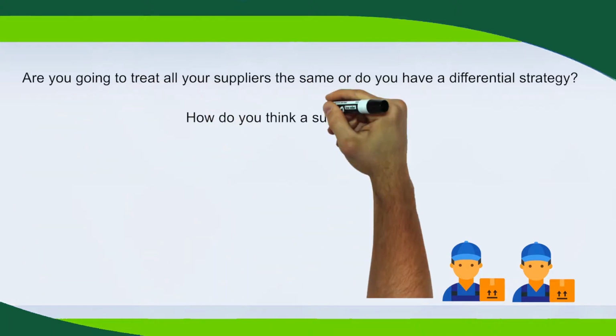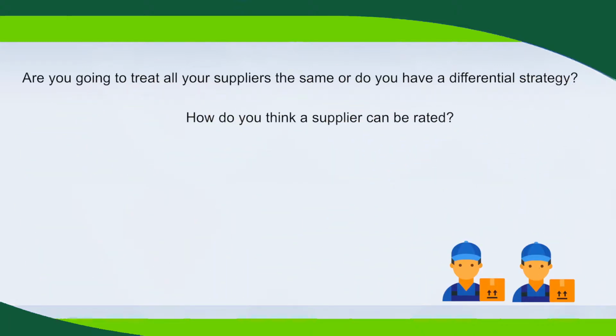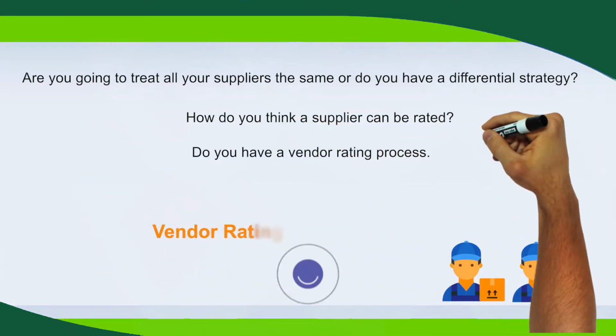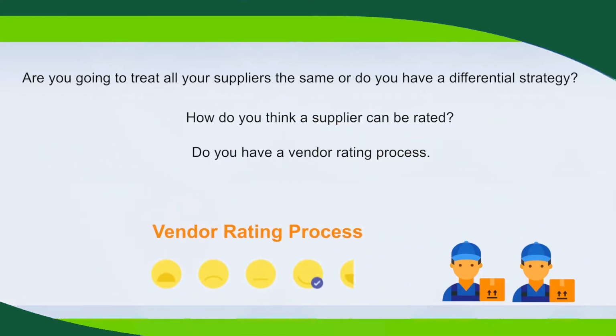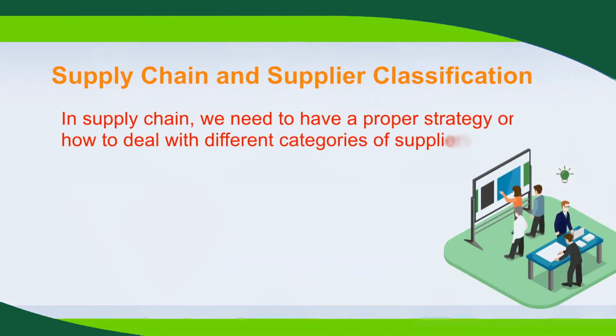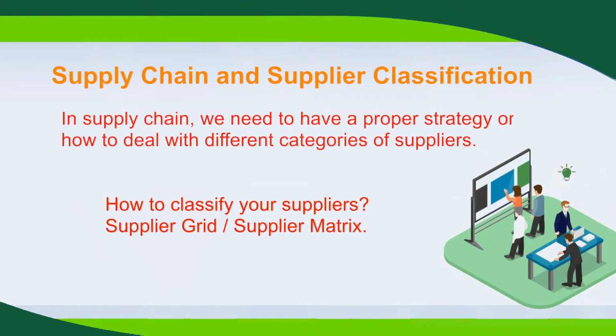How do you think a supplier can be rated? We do have a vendor rating process, but no, this is different. Remember, this is supply chain. In supply chain, we need to have a proper strategy on how to deal with different categories of suppliers. And one of the easiest methods that clearly tells you a strategy on how to classify your suppliers is the supplier grid, the supplier matrix, which you can see now on your screen.